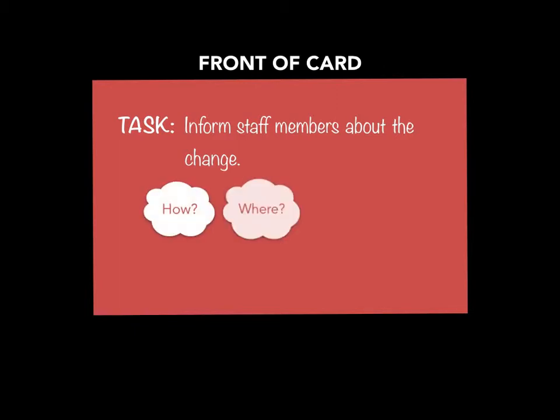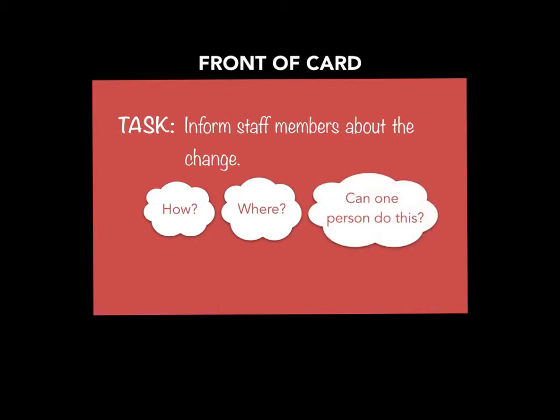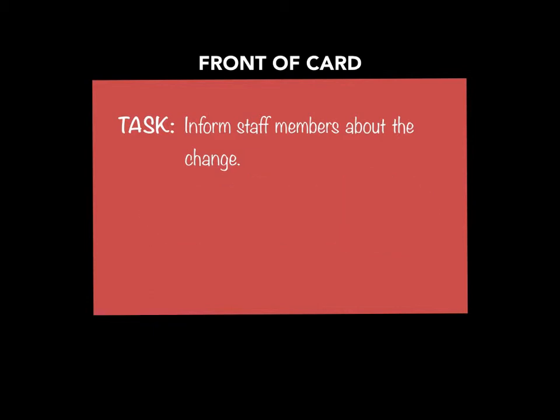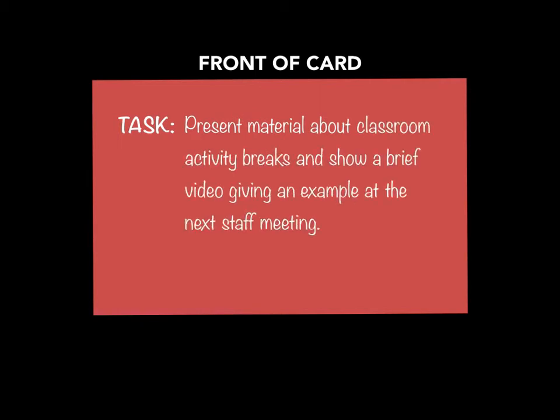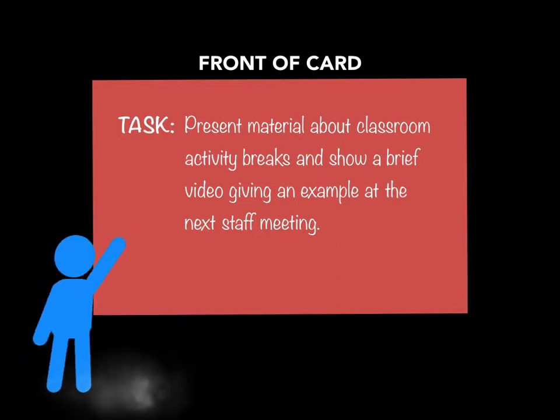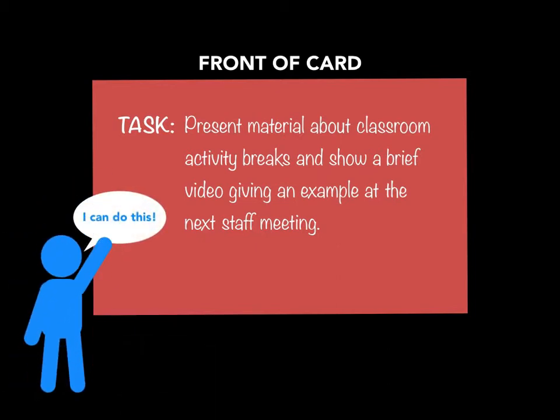For example, general language such as inform staff members about the change doesn't give us enough information. It's not specific because we don't know how or where the information is to be presented. It also could be too overwhelming for one person to try to complete between meetings. However, if we change it to say, present materials about classroom activity breaks and show a brief video giving an example at the next staff meeting, we know exactly what needs to be done, and we can also be confident that one person can complete it before our next AIM meeting.